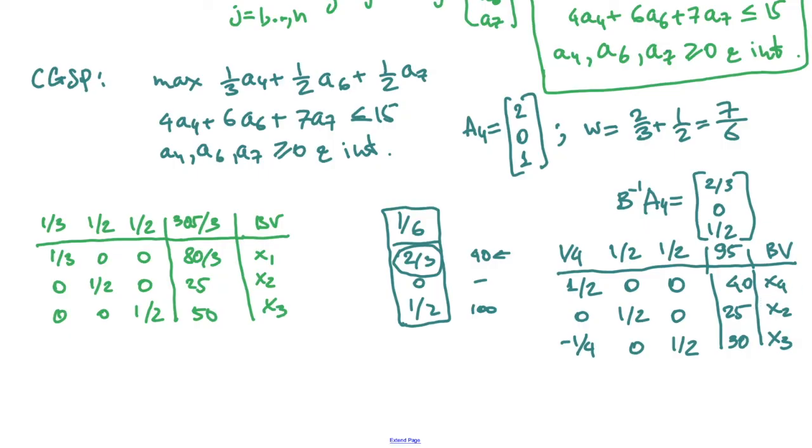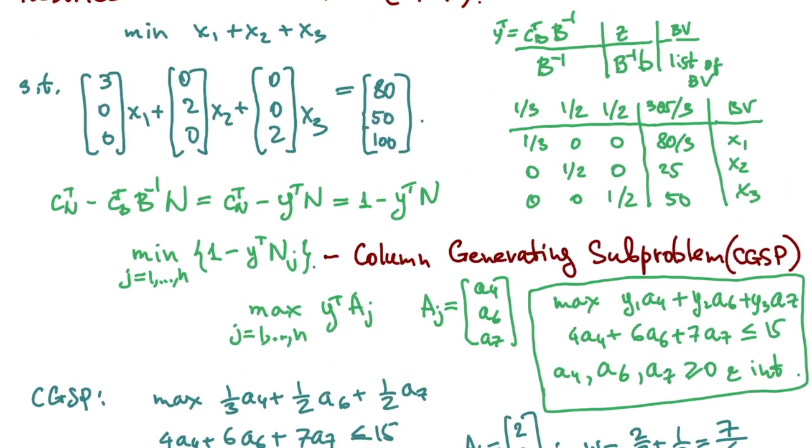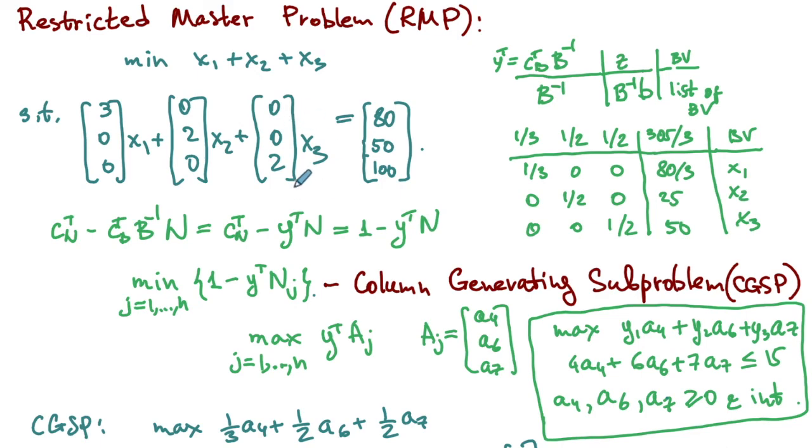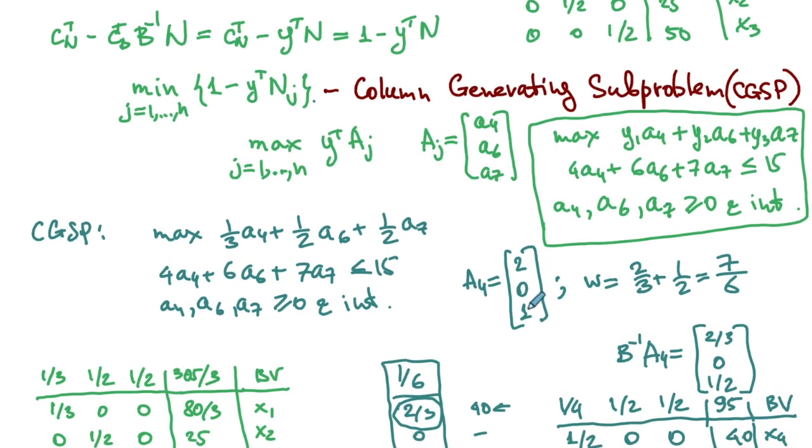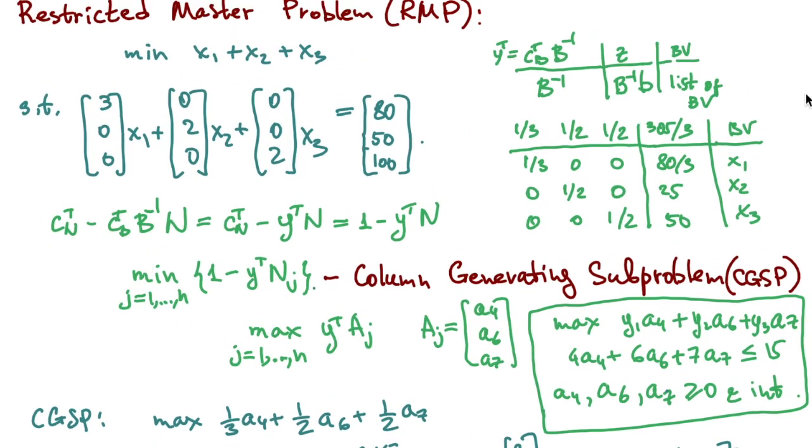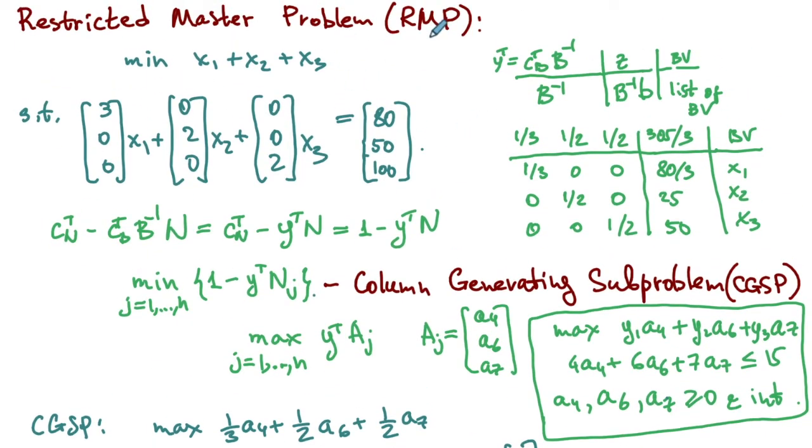And by the way, the new restricted master problem is obtained from the old one by adding the column for A4. The column for A4 was given by 201 in the constraints and of course by 1 in the objective. So if we were to specify the restricted master problem which we are solving right now, then here is how it's gonna look like.